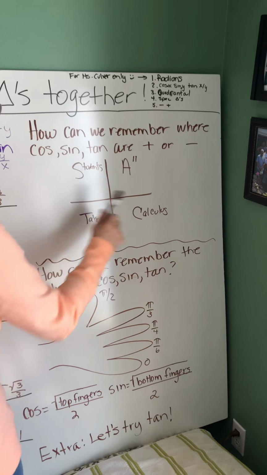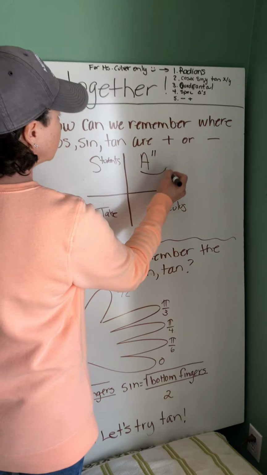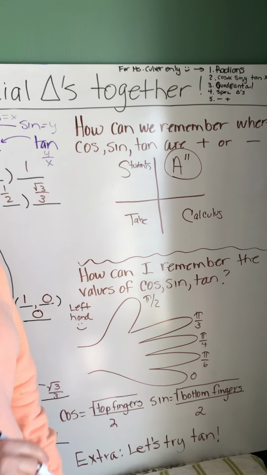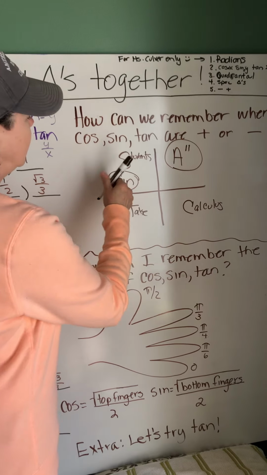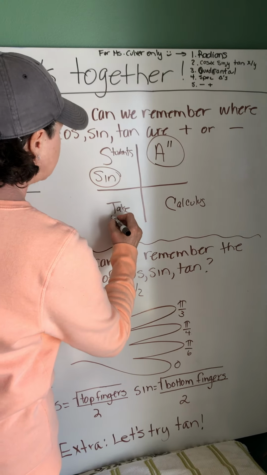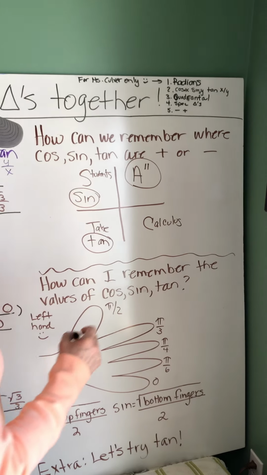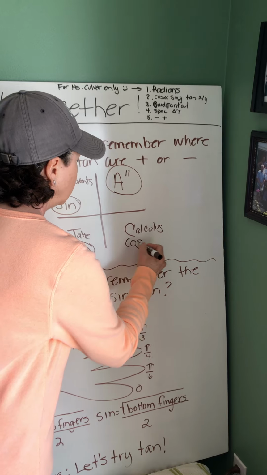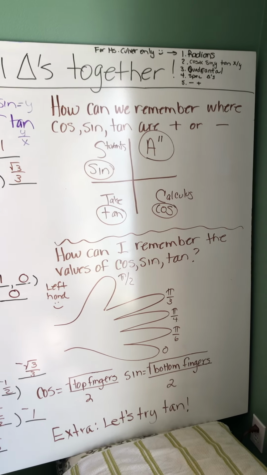But this tells us what trig functions are positive. In the first quadrant, all of them are positive. In the second quadrant, only sine is positive. In the third quadrant, only tangent is positive. And in the fourth quadrant, only cosine is positive. Isn't that cool? It's a great way to remember it.